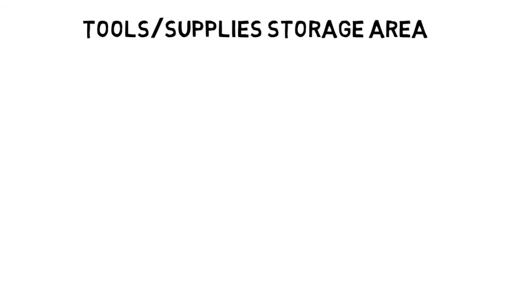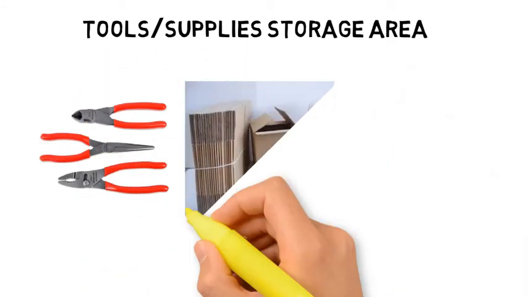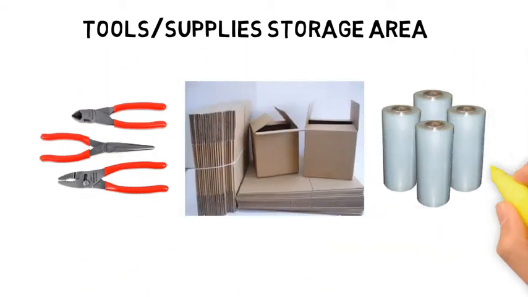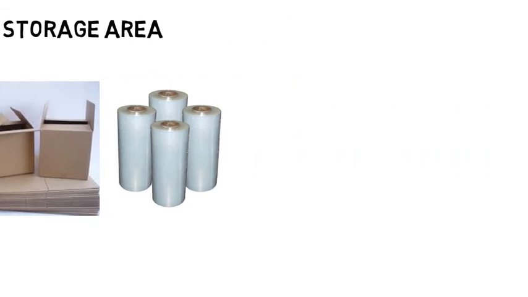In every warehouse, there could be a range of tools such as cutters, pliers, and ropes. There will definitely be various packaging materials such as cartons, shrink wrap, bubble wrap, or brown paper, and these need to be stored in a clearly designated area with adequate capacity so workers can easily access them when required.